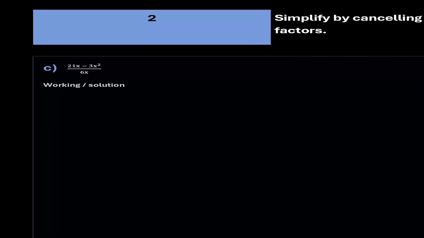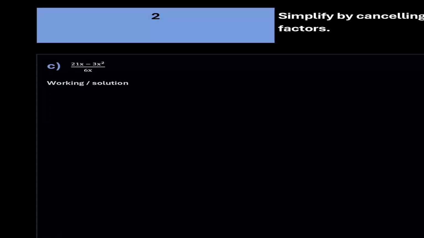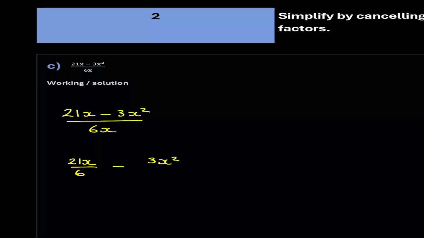Okay, how about this? 21x take away 3x squared all on 6x. Let's write it out: 21x take 3x squared all over 6x. We could either split this or factorize the top. Let's just split it. So you've got 21x on 6, take 3x squared on 6x.